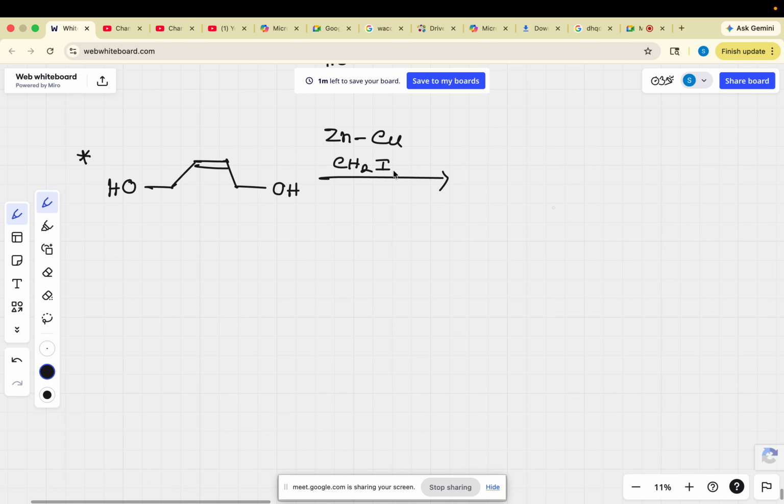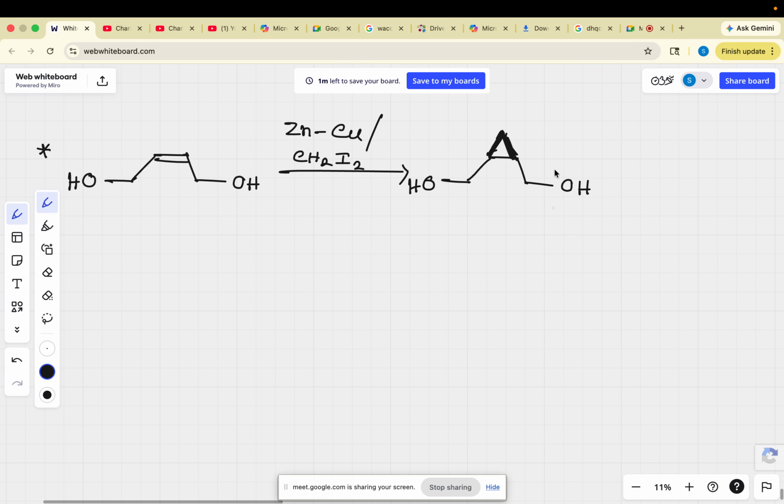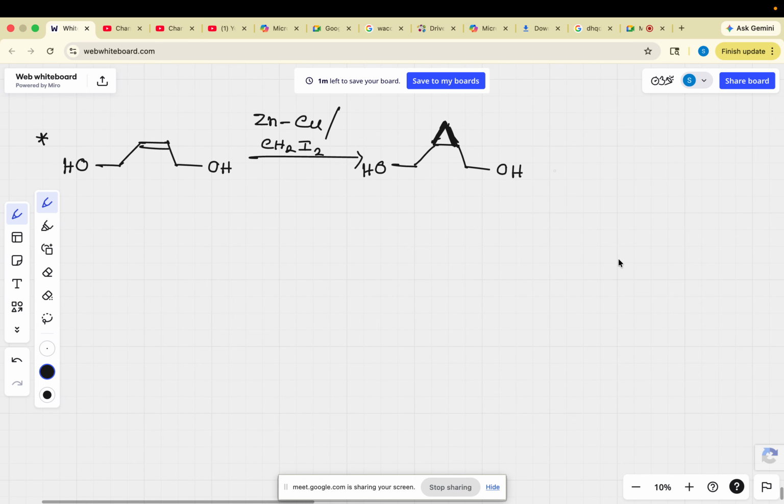Which reaction is this? Zinc copper in the presence of CH2I2. The Simmons-Smith reaction. Good. So if you have the Simmons-Smith reaction, what will be the product? Cyclopropane ring. Correct. So a 3-membered ring will form here. First of all, carbene formation will be there, and the carbene will add to the double bond. So you are getting a cyclopropane ring formation. Simmons-Smith reaction. Very good.